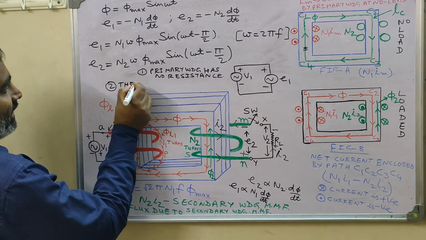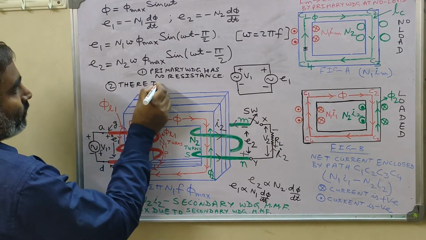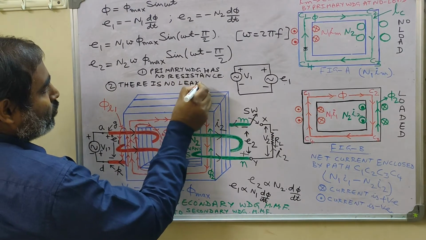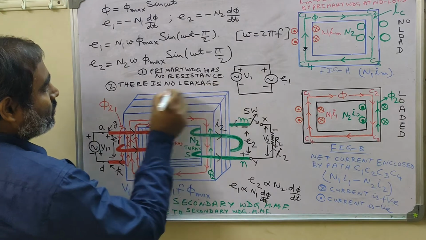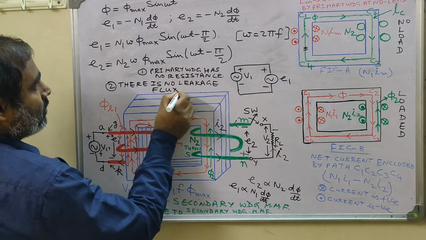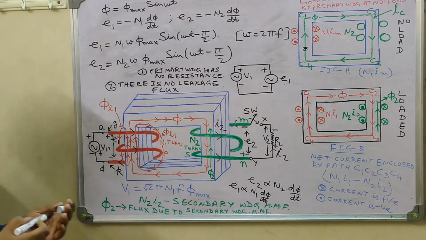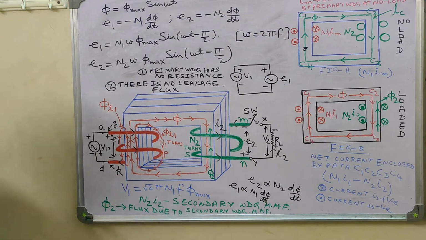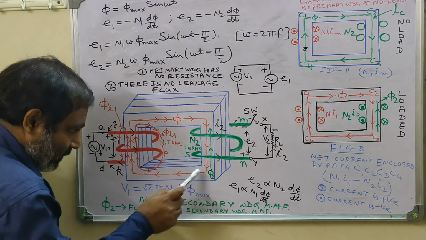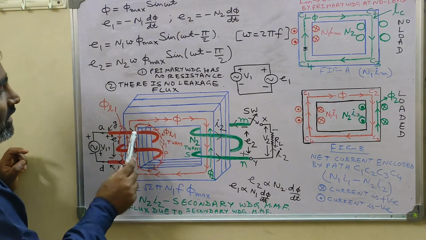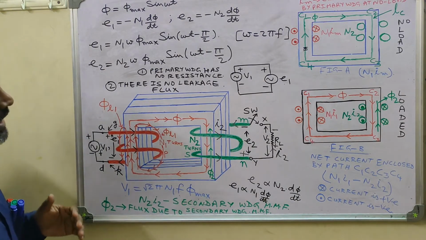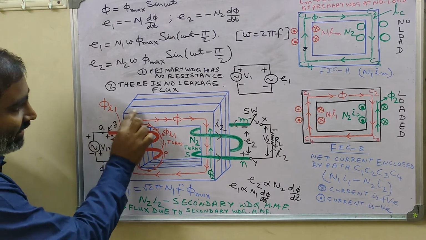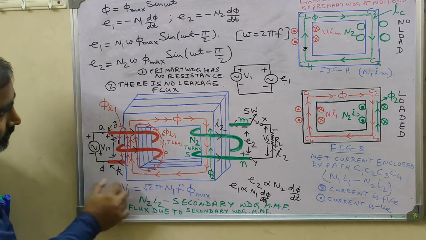What was the second assumption which we have made? There is no leakage flux. So this is our second assumption, that we are assuming that all the magnetic lines of flux are confined in the transformer magnetic core. No lines of flux are straying away or taking another path. All the lines of flux are taking the path which is confined in the magnetic core of the transformer.